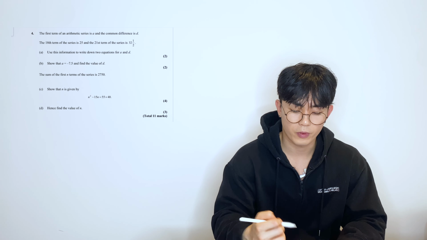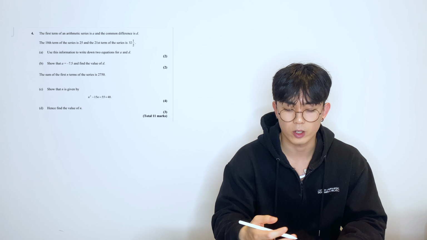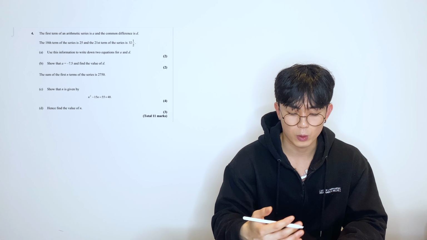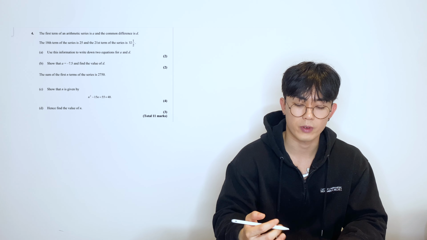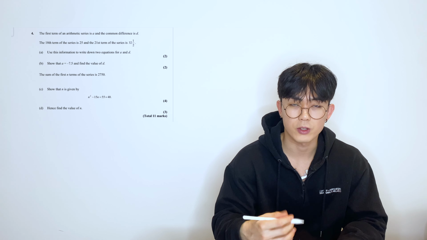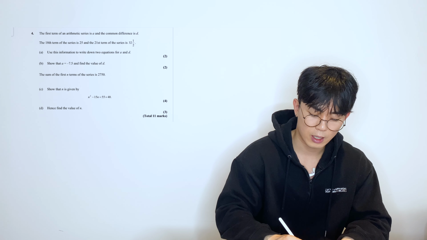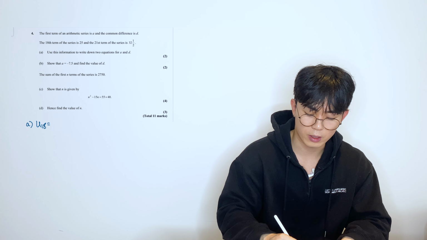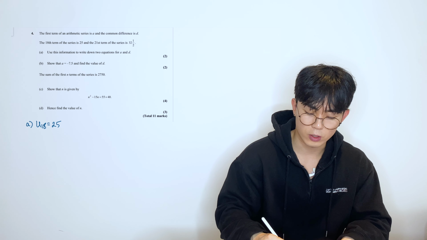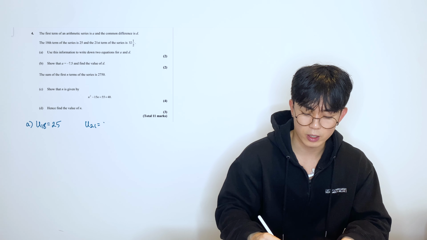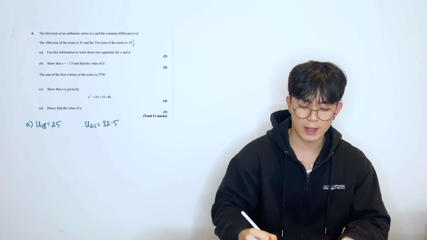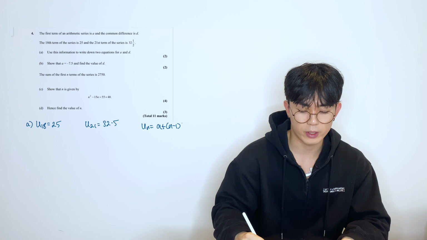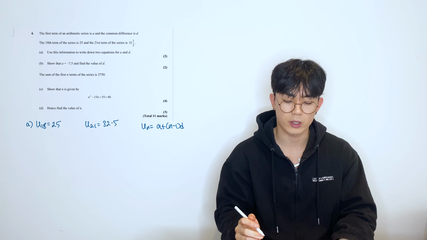So for question 4, the first term of an arithmetic series is A, the common difference is D. That's just standard, right? The 18th term is 25 and the 21st term is 32.5. Use this information to write down two equations for A and D. So we know that the 18th term, U18, is equal to 25. And we also know that U21 is equal to 32.5. And therefore, the standard nth term equation, remember, was A plus n minus 1 D. So this is how we're going to form two equations.